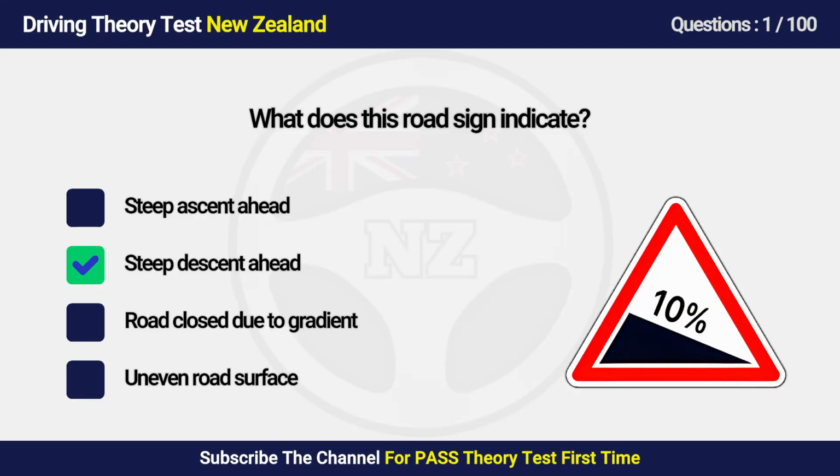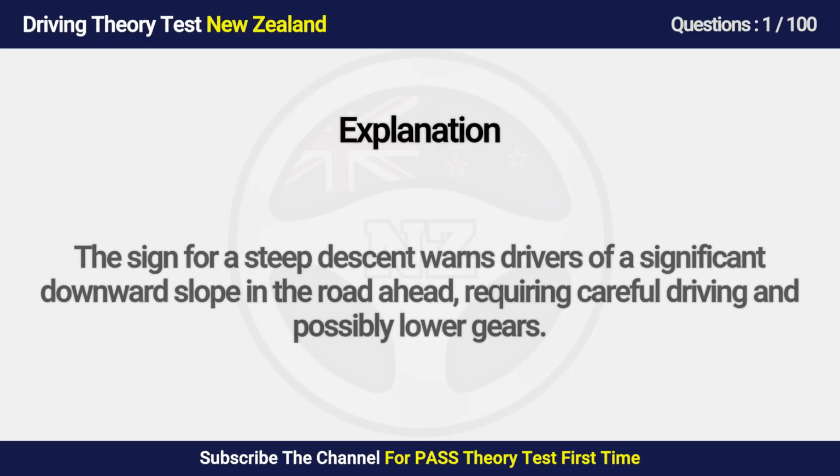Answer is B. Steep descent ahead. The sign for a steep descent warns drivers of a significant downward slope in the road ahead, requiring careful driving and possibly lower gears.